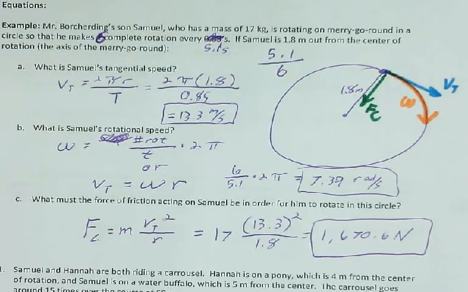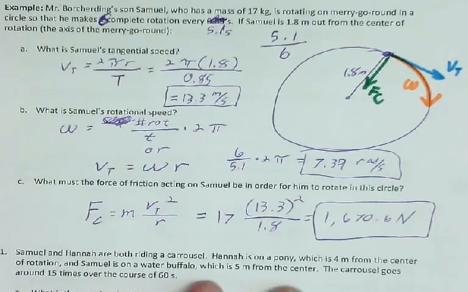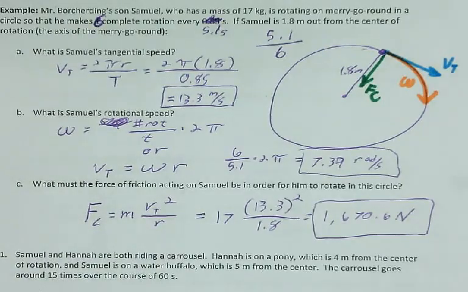I want you guys to try 1 and 2. 1 is just finding tangential and rotational velocity, and 2 is just finding centripetal force. So it'll give you practice on these 3 things, on finding those values. And then we'll talk about the relationship between those next time. Next time we're going to finish this off, and we're going to talk about gravity and what gravity has to do with stuff.